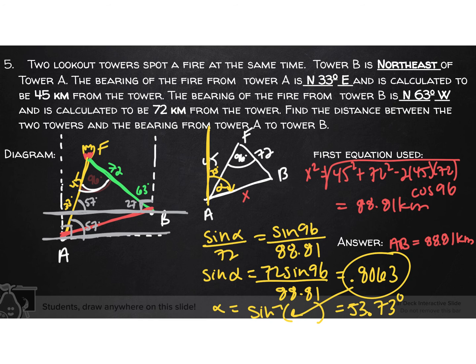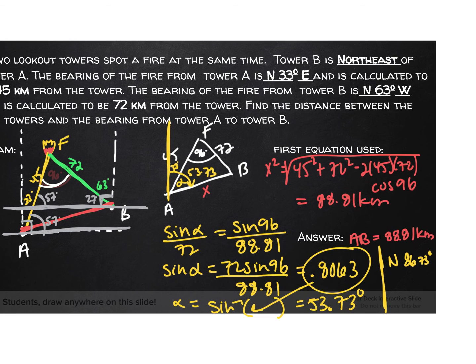But again, you're still not done, because that gives me this 53.73. So you have to add 33 to that. That finally gives you your bearing, which is north 86.73 degrees east. We're finally done with this monster problem that looked simple when we started.